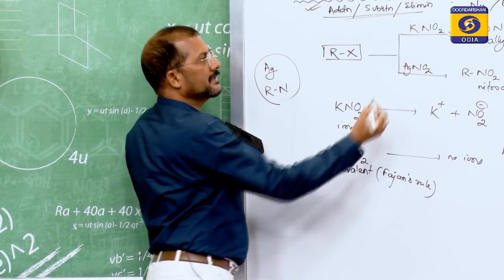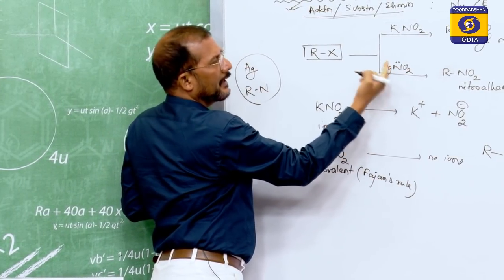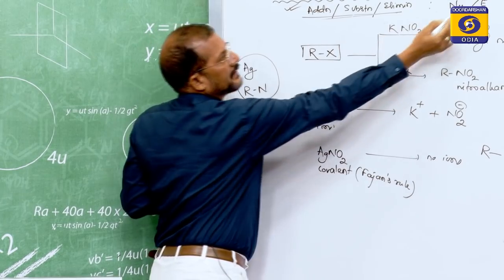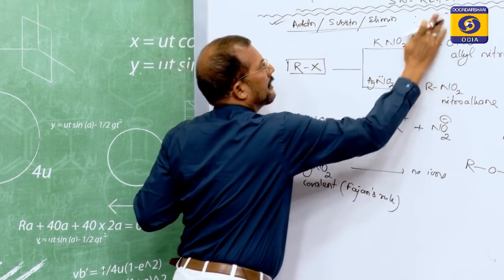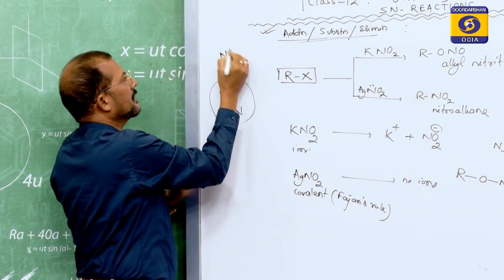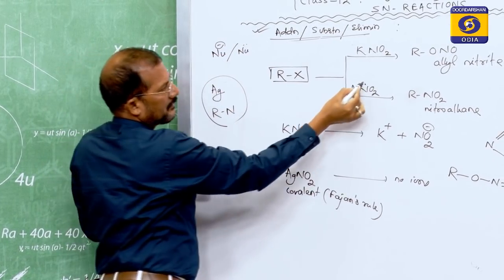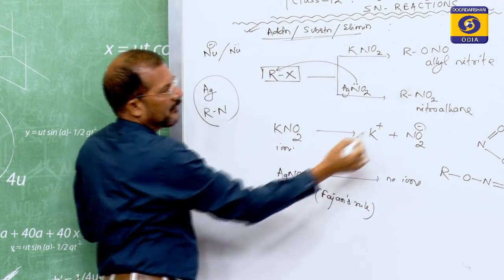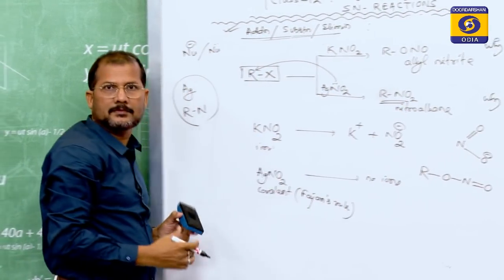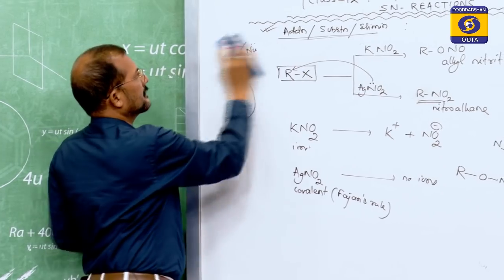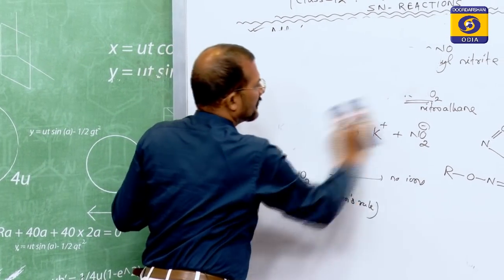So what happens? Now the lone pair of nitrogen acts as a nucleophile. I have said that nucleophiles are positive charge lovers. So the attack will be here and the bond will be between R and NO2. Now let us solve a question upon this.